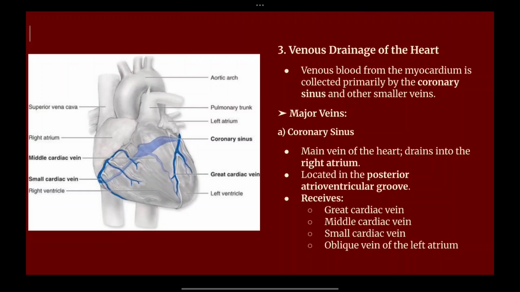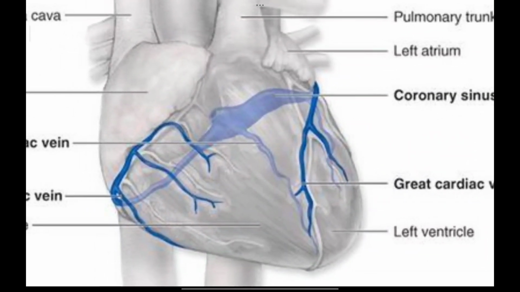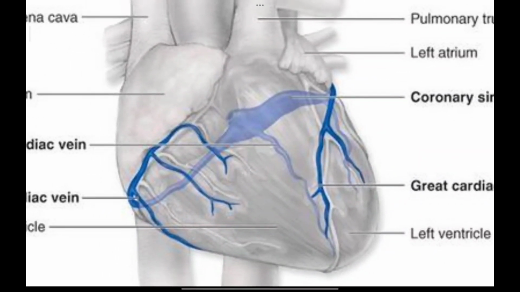It is the main vein of the heart and drains into the right atrium, and it is located in the posterior atrioventricular groove. It receives from the great cardiac vein, the middle cardiac vein, and the small cardiac vein. It also receives from the oblique vein of the left atrium. So we'll see the structures around the coronary sinus. You can see the coronary sinus here, opening into the right atrium. All the deoxygenated blood is pushed into the right atrium.